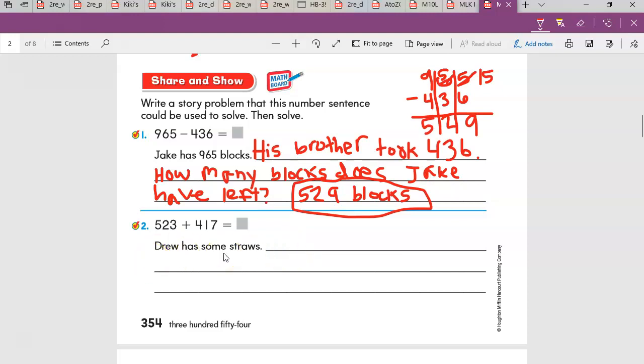Drew has some straws. You could say 523 of the straws are, I don't know, red, and 417 of the straws are whatever color you want, black maybe. How many straws does Drew have in all? We know it's in all because the number sentence, you're going to do what? Add. So we know the answer is going to be in all. Go ahead and write your own question here. You can write the one I just told you. I'll give you a minute to do that. You can pause the video now.